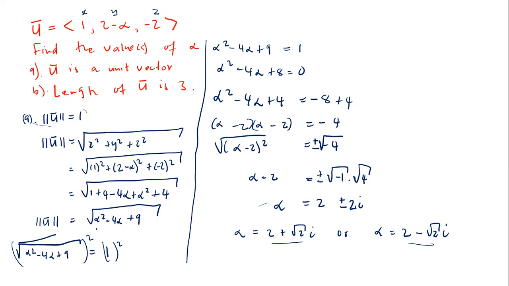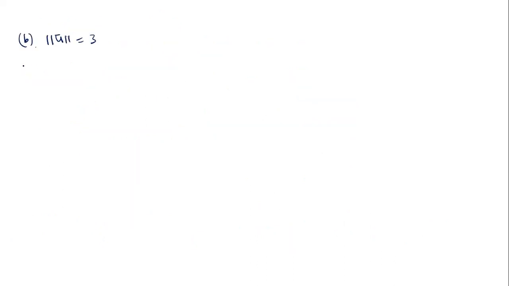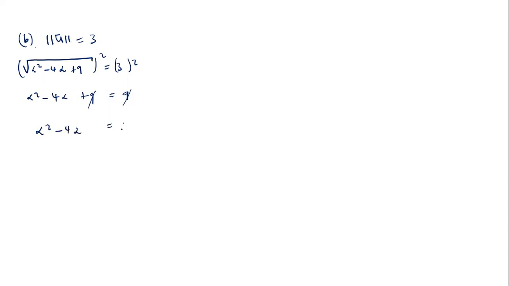So that means I'm going to say root of alpha squared minus 4 alpha, I think it's plus 9, yes, plus 9, is equal to 3. Therefore, I'm going to get rid of this root sign by introducing a square on both sides of the equation. And then here I'm going to have alpha squared minus 4 alpha plus 9 is equal to 9. And therefore, this 9 cancels with this 9. Now I'm left with alpha squared minus 4 alpha is equal to 0.